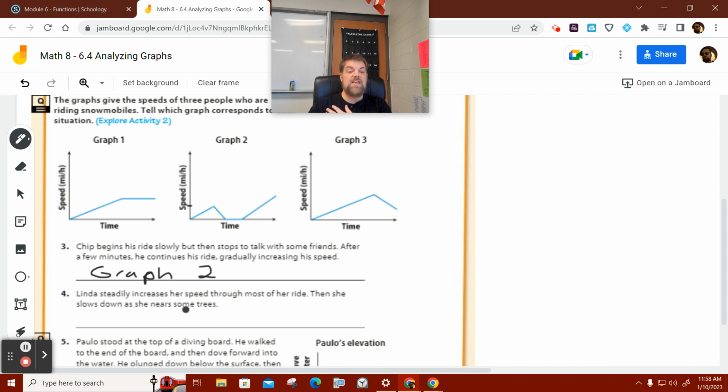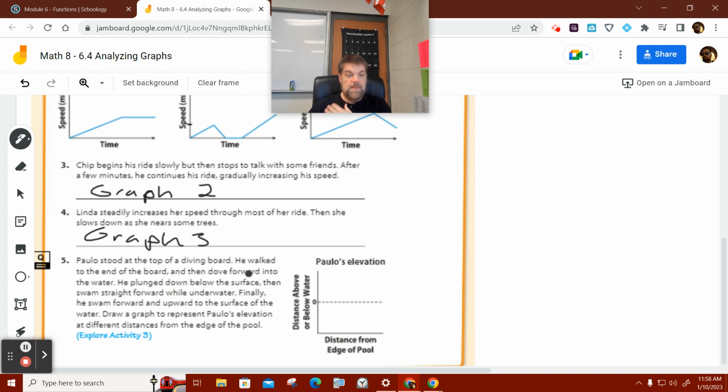Linda steadily increases her speed through most of her ride. Then she slows down as she nears some trees. That is correct. Graph 3. She's going fast, increases her speed, and then she sees some trees, and then she slows down.